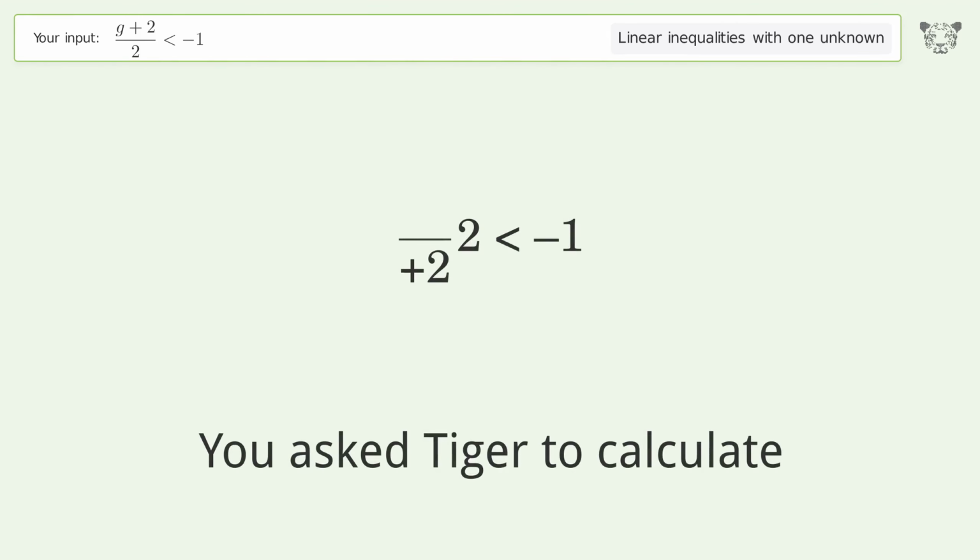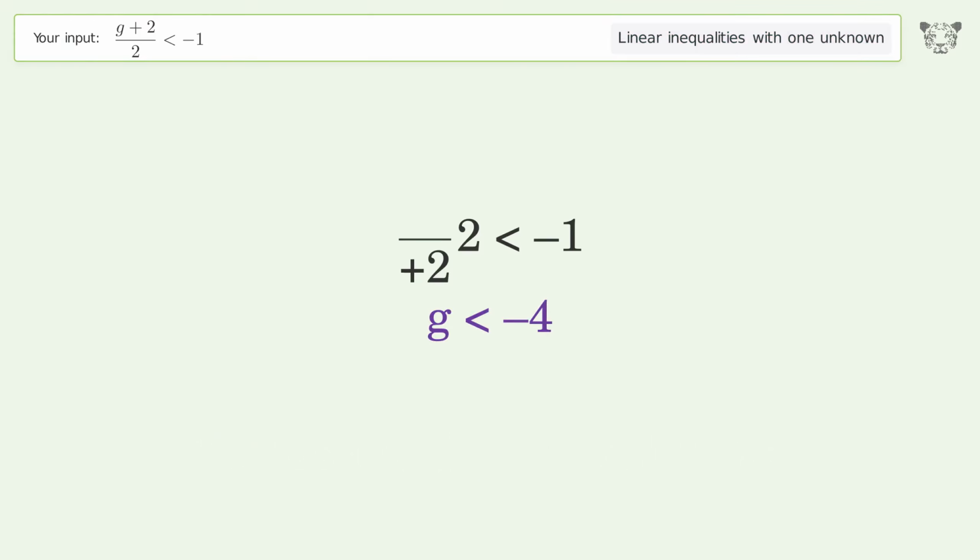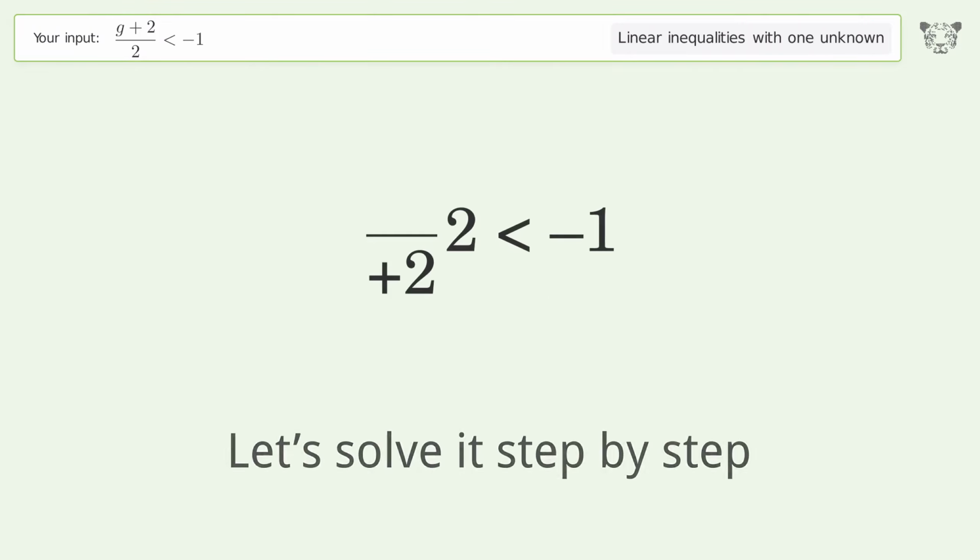You ask Tiger to calculate. This deals with linear inequalities with one unknown. The final result is g smaller than -4. Let's solve it step by step.